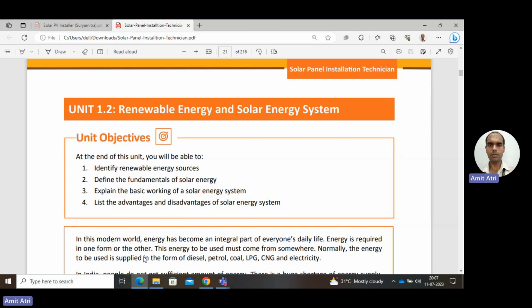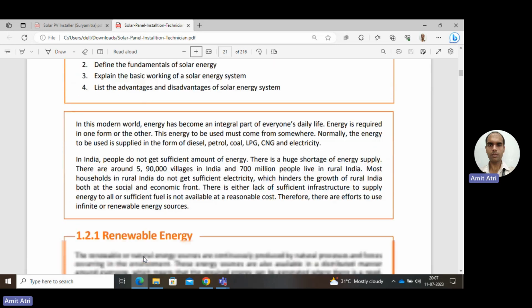Okay, now we will be discussing unit 1.2 of solar panel installation. Unit 1.2 covers renewable energy and solar energy systems. So now, a very brief overview of renewable energy.